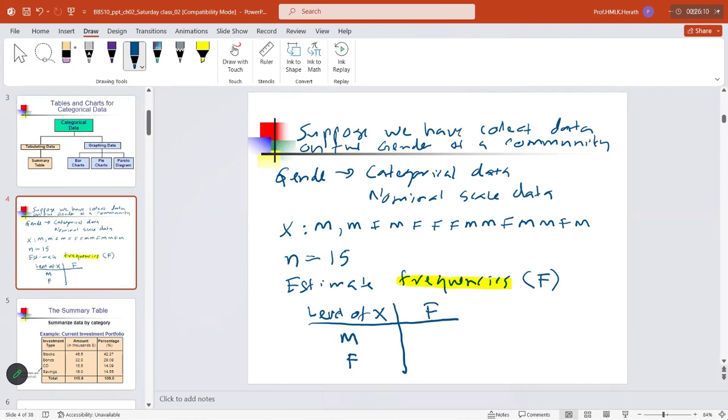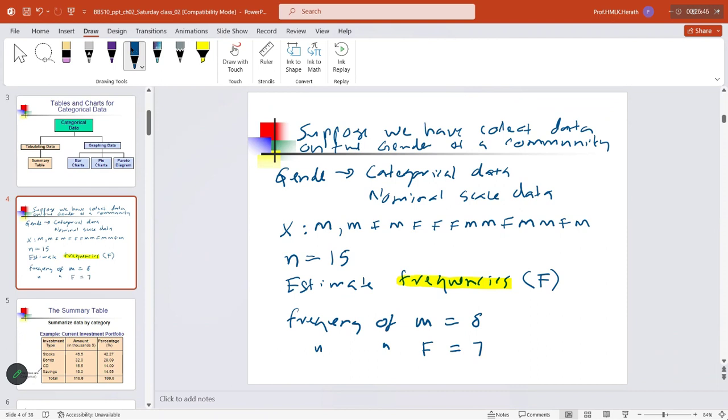We will talk about the table later. Frequency of male: we need to count how many males are in the sample. 1, 2, 3, 4, 5, 6, 7, 8. So we have 8 males. And similarly, we can estimate frequency of females, that is 7.